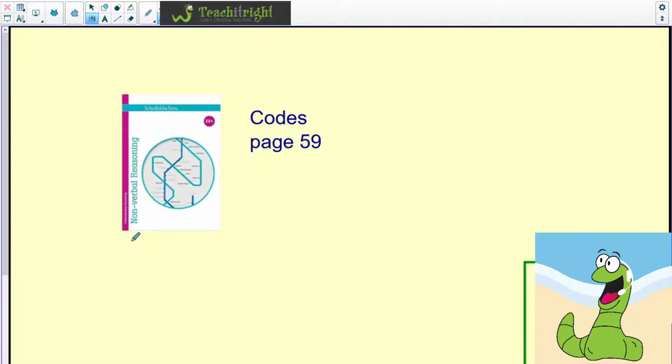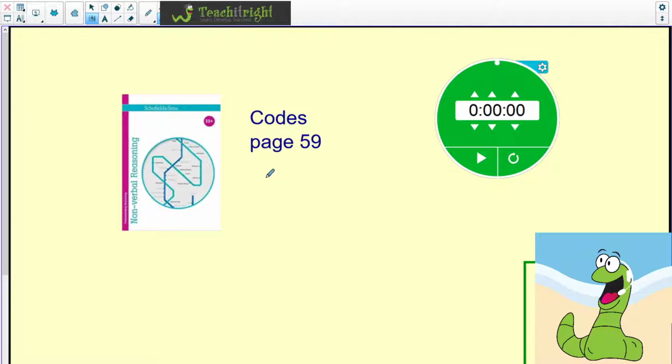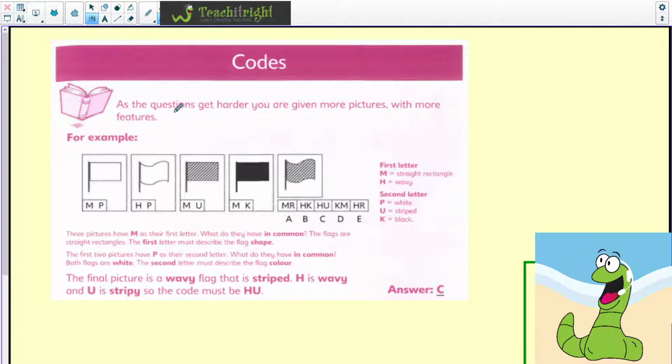Let's now go and have a look at page 59. So just building up your understanding of codes before we do get to some questions. So as the questions get harder, you're going to be given more pictures with more features. So let's have a look and see what we've got here. Now we've got a series of flags. So the first thing I'm going to do is I'm going to underline the letters that are the same. So I've got M, M, and M. That's my first letter. Remember, this is what we would describe as your test shape.